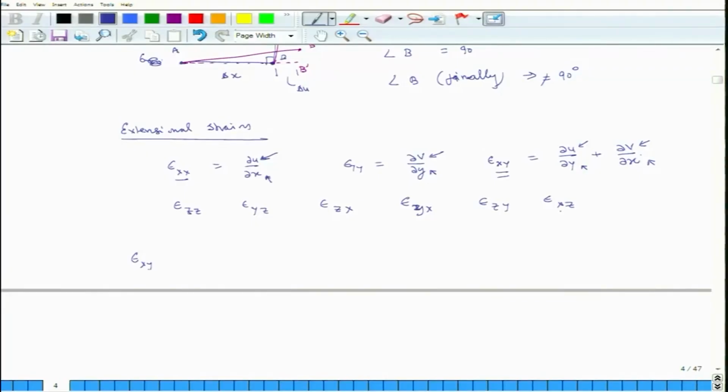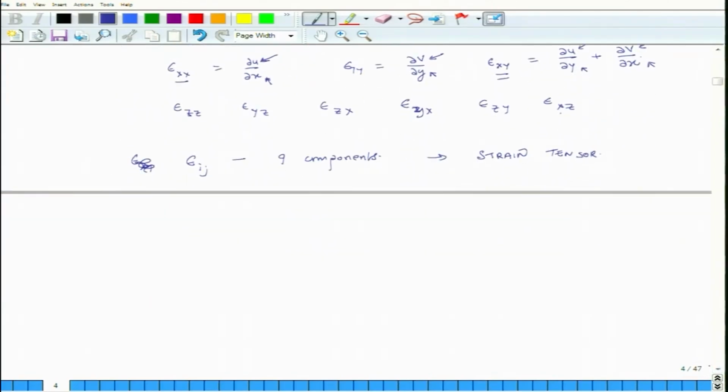So, we can also write a strain in general as a second order tensor, and again it has 9 components. So, this is the strain tensor.